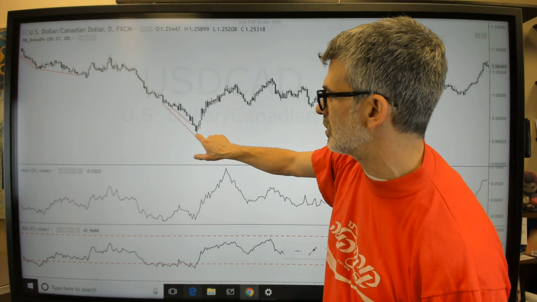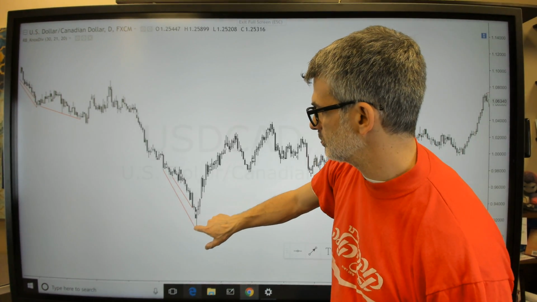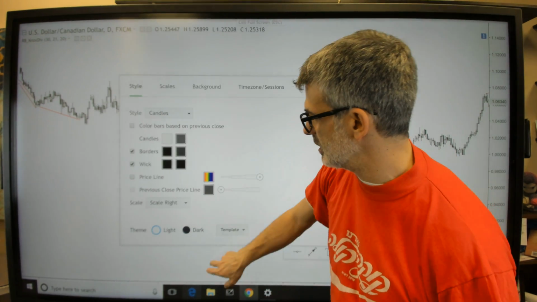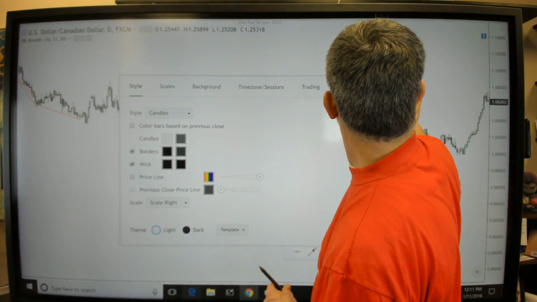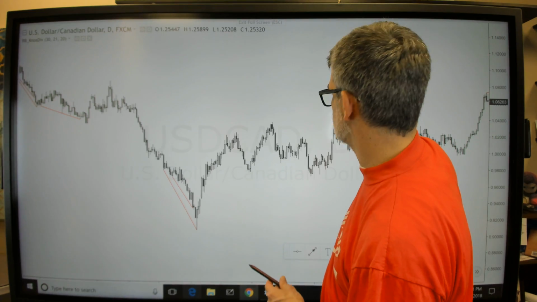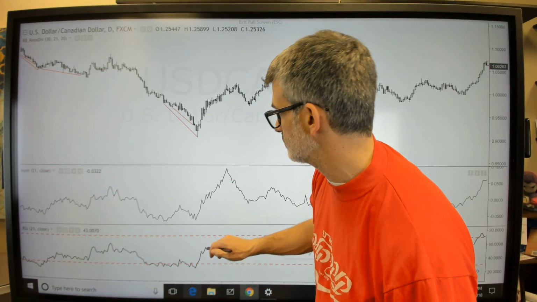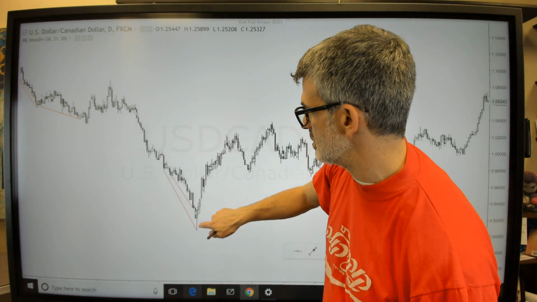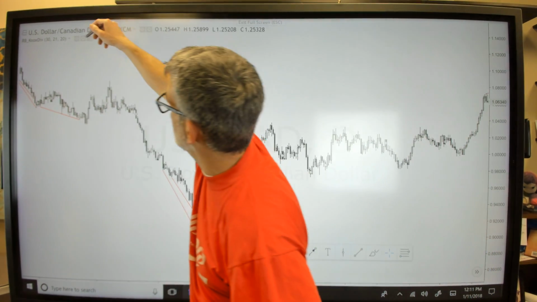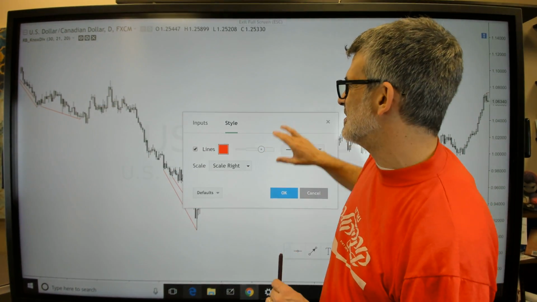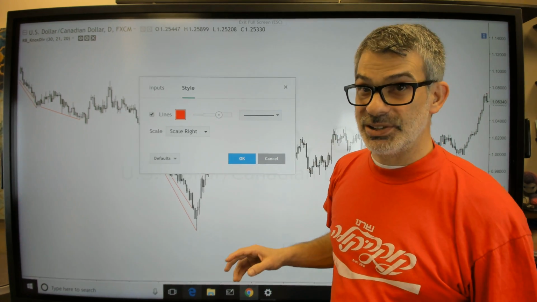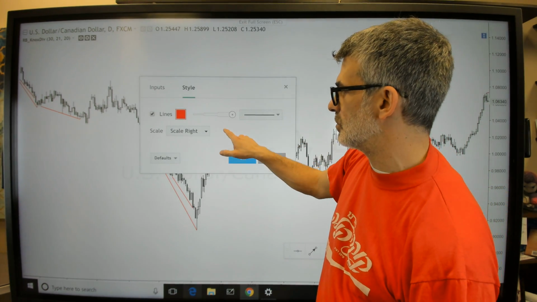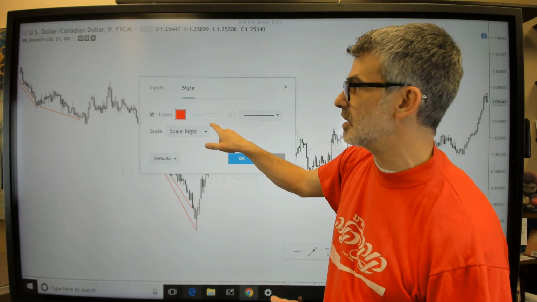Now, if I double click on these lines, I want to look at the settings for the Knoxville Divergence. Okay, let's just go right up here. There we go. All right, here are the settings that I like for Knoxville Divergence. I like to make those red lines as thick as possible.